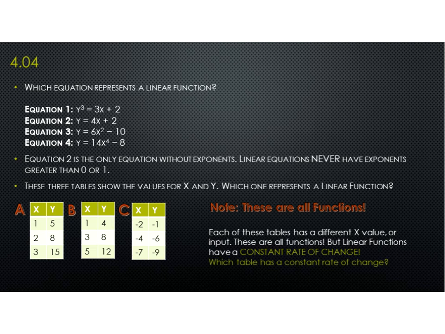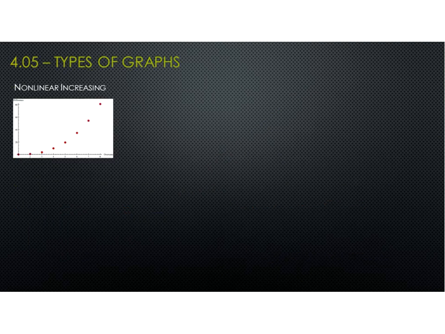So, back to this example. These are all functions. A, B, and C are all functions because their inputs are all different and their outputs are all unique. However, the only one that's a linear function, or one that creates a straight line, would be letter B, because it has a constant rate of change.